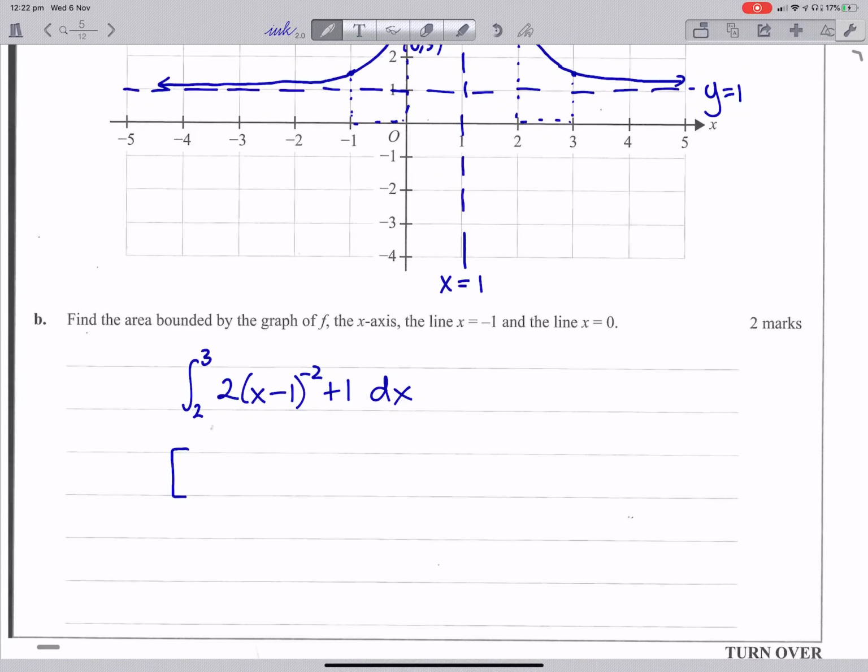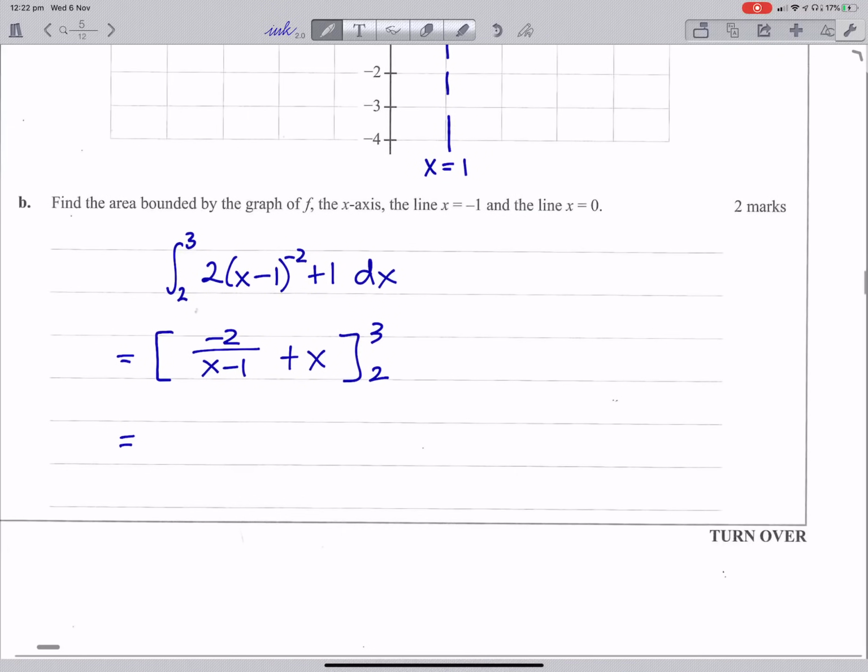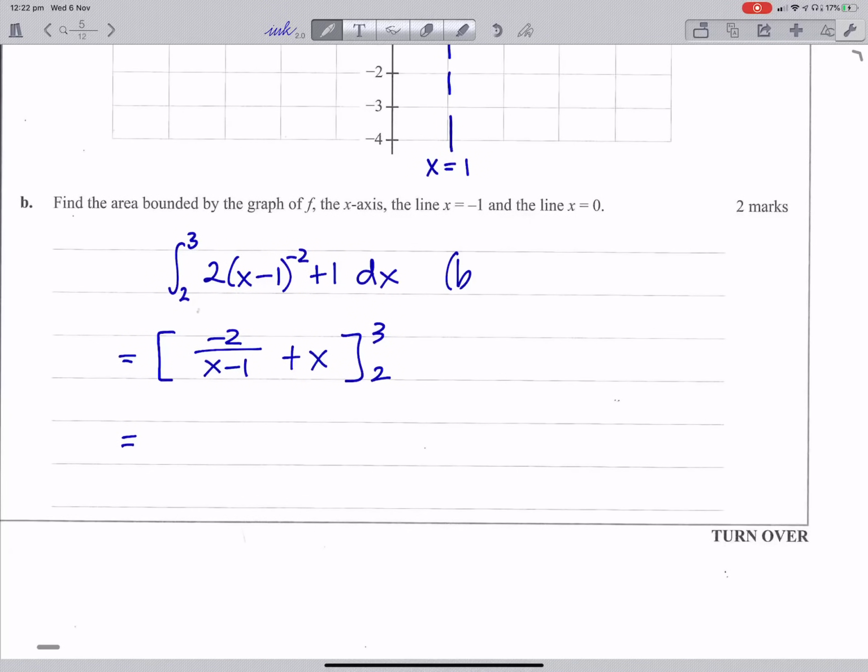Okay, if we add 1 to the power, well, what are we going to get? We're going to get negative 1. So we get negative 2 times (x minus 1) to the negative 1, which I'm just going to write as negative 2 on x minus 1 plus x between 3 and 2. So that's by symmetry.